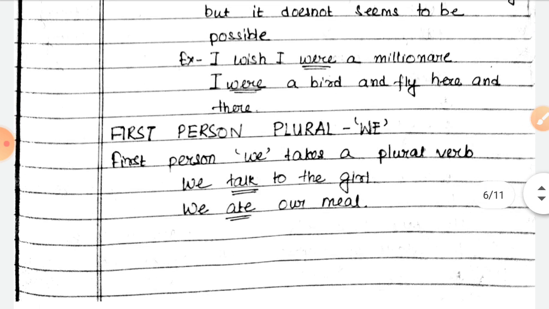Now what happens with we? We takes a plural verb. I have told you that when s and es is getting added, the verb becomes singular. It is opposite to that of a noun. So see here, we talk to the girl. There is no s and es, so talk is a plural verb. So we, the first person plural, will take a plural verb here. We talk to the girl. We ate our meal. So we is plural and talk is also plural. How is talk plural? Because no s and es is added over there. So the plural we is taking the plural verb.